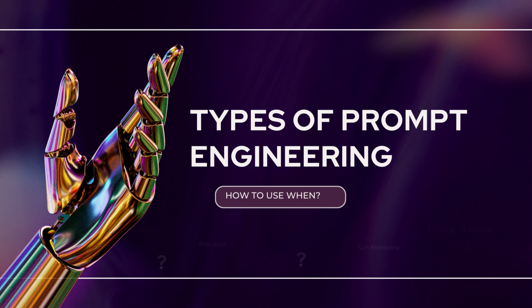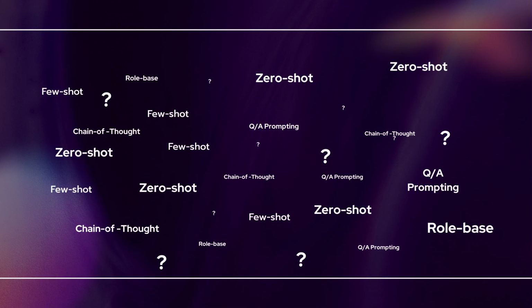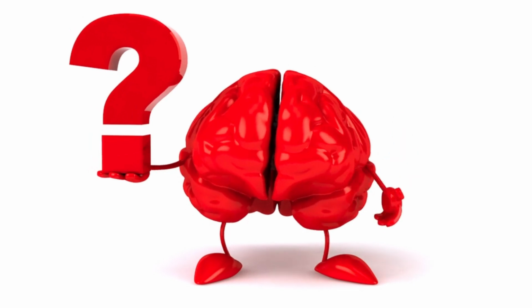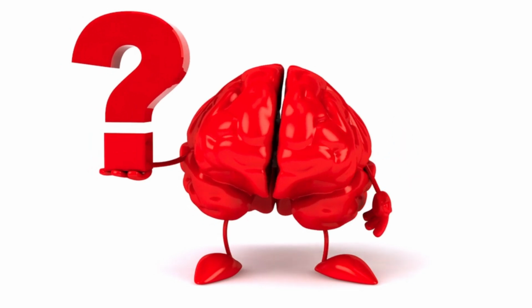Hi everyone, you have heard the buzzwords like zero shot, few shot, chain of thought, but let's be real, as a developer, just knowing the name doesn't help. What you really want to know is when do I use which.